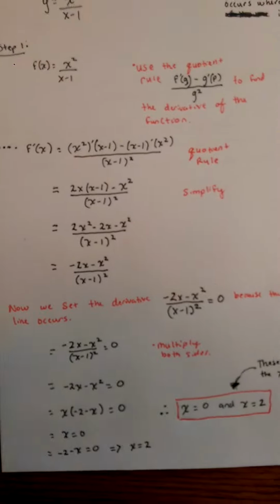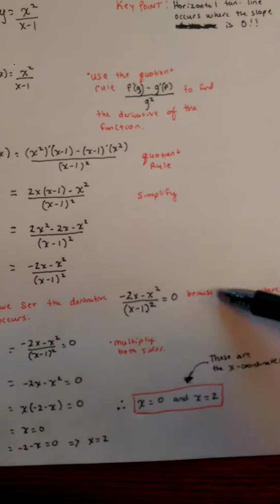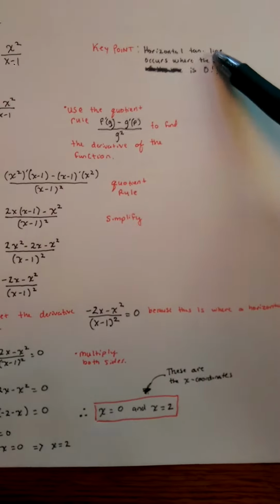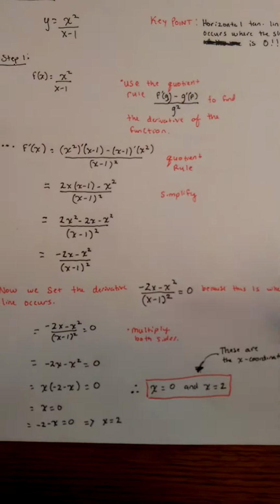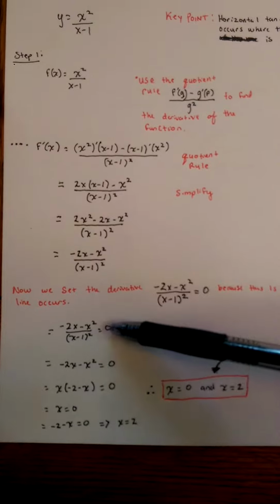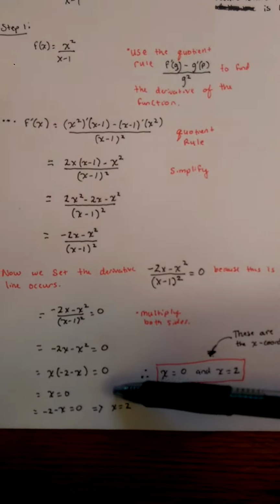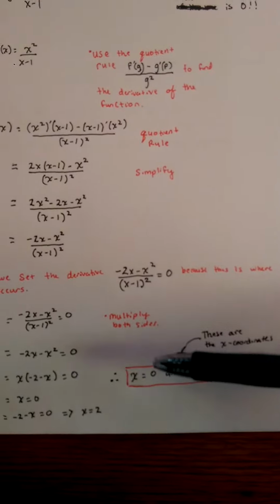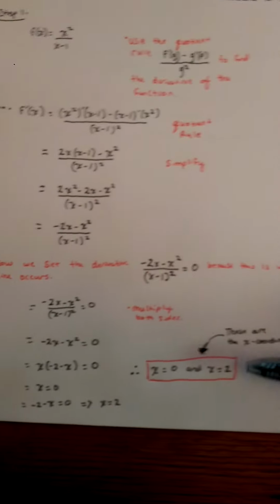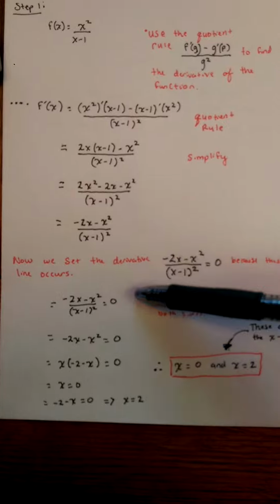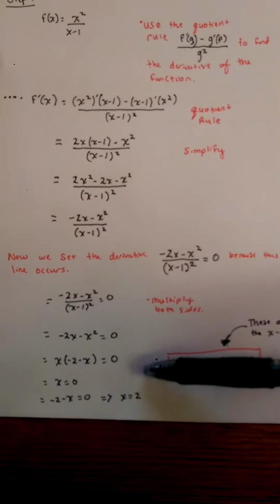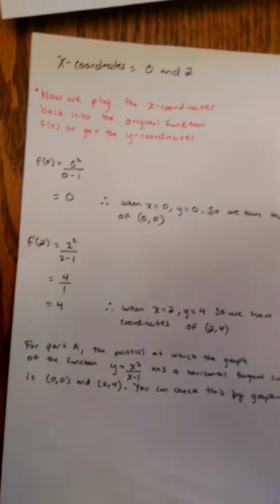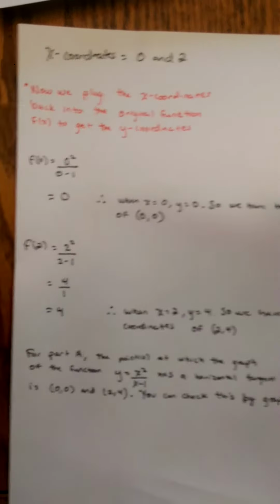that you see right there. So now we set the derivative equal to 0 because, as I stated before, this is where the horizontal tangent line occurs. So we set the derivative equal to 0 and solve. So we have both our x coordinates of x equals 0 and x equals 2. And this is how we solved it. So now we have, as I said, our x coordinates of 0 and 2.